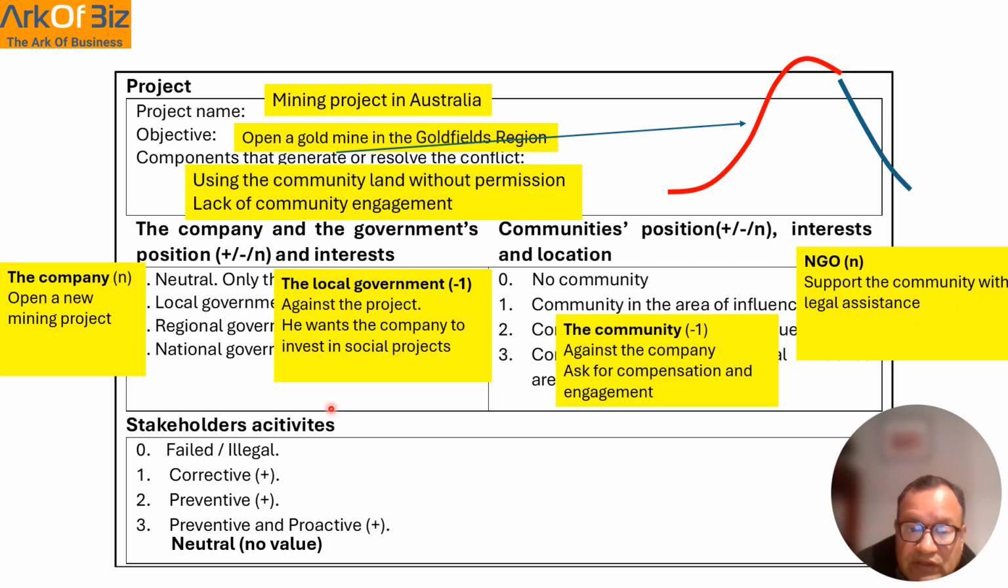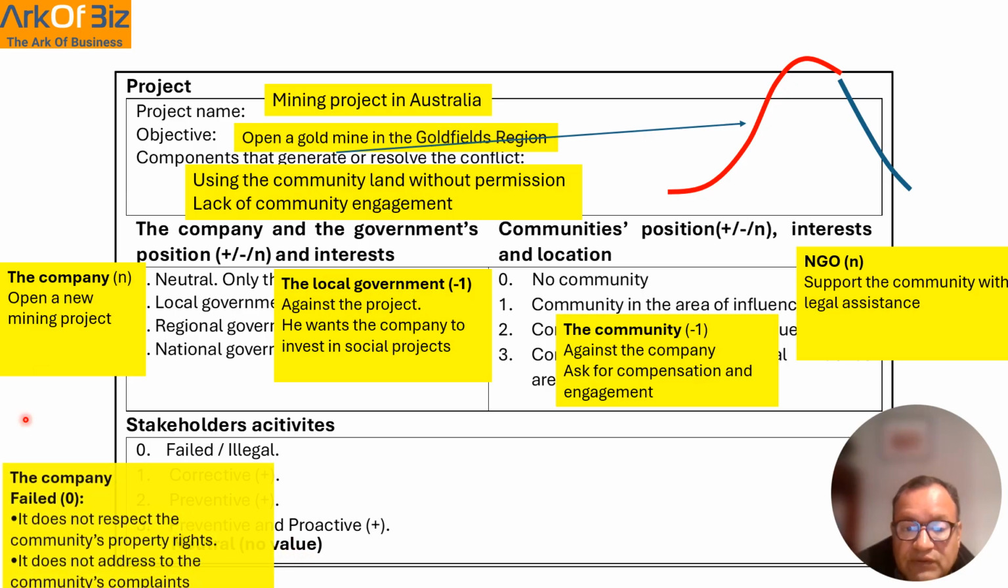Okay, let's jump to the next element, stakeholders' activity. Remember that we have 0 for failed activities or illegal activities, 1 for corrective activities, 2 for preventive activities, 3 for preventing and proactive activities, and also neutral activities, with no value.